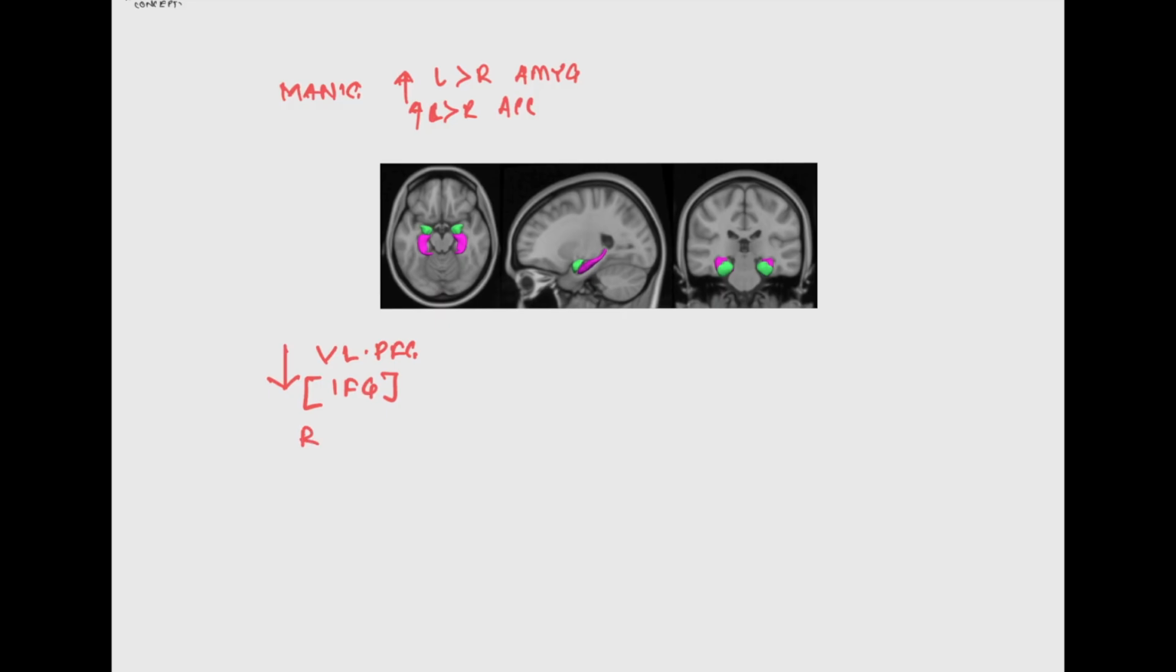Here, the right ventrolateral prefrontal cortex is involved more than the left, right? So there is a decreased activation of the ventrolateral prefrontal cortex in patients in a manic episode. Now, this decreased activation of the ventrolateral prefrontal cortex is not just seen in manic episode, but is also seen in patients who are euthymic. So now, the conclusion is that the decreased activation of the ventrolateral prefrontal cortex could be a trait marker for bipolar disorder.